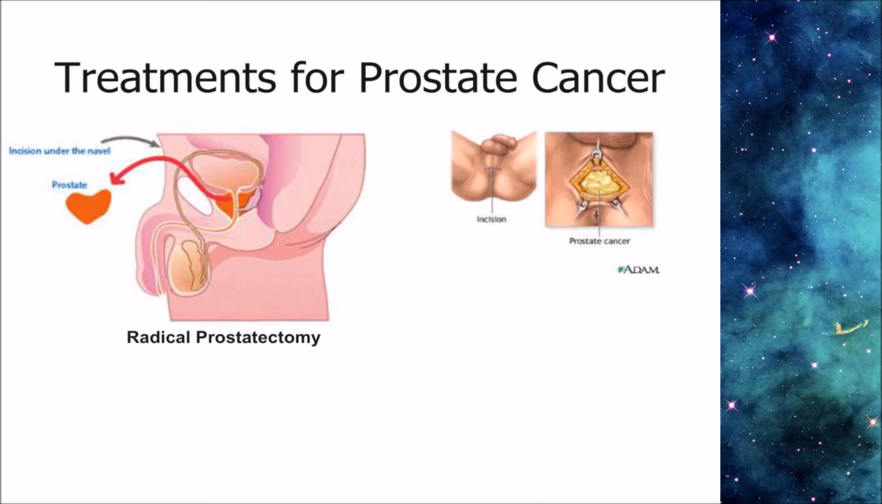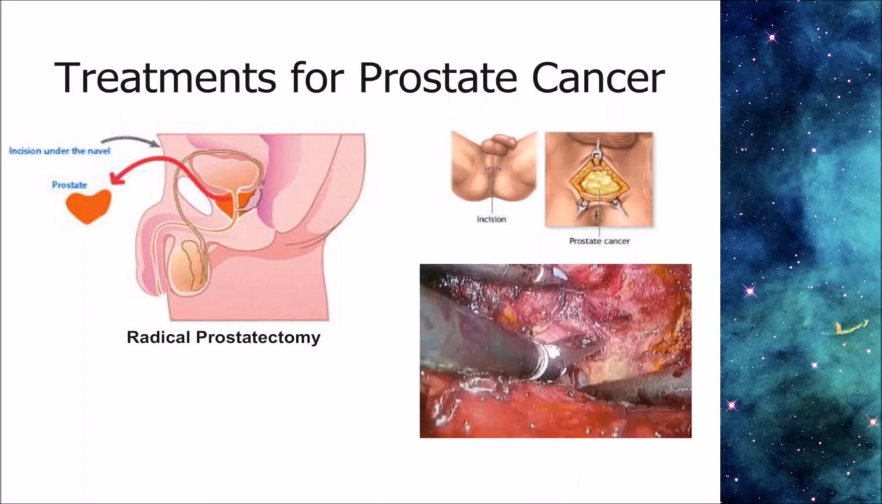And so here you can see in there, we've cut into the perineum, we've got these awful looking retractors that are pulling back the perineal skin, and now we can see some of the adipose tissue below that. And to get to the prostate, we have to go quite a ways in order to come in contact with it. And the radical prostatectomy itself is not a straightforward procedure.